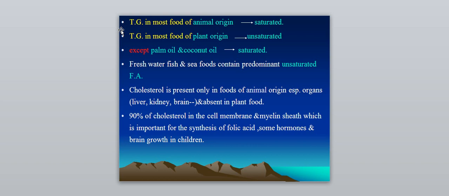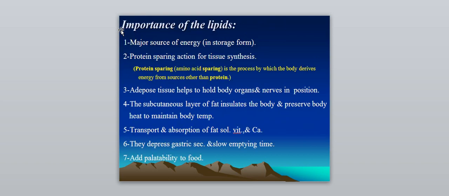It is present in natural form. 90% of the cholesterol is present in the cell membrane and myelin sheath, which is important for synthesis of folic acid and some hormones and the brain growth in children. So it is important to take these types of meat like liver and kidney if there is a need to maintain the myelin sheath and the CNS growth in children, especially the brain.